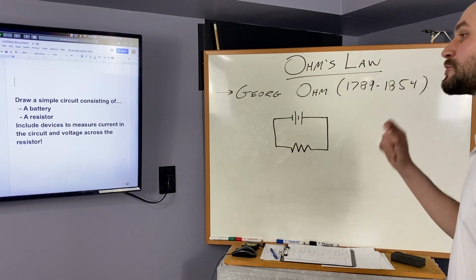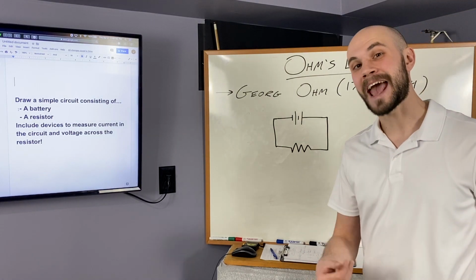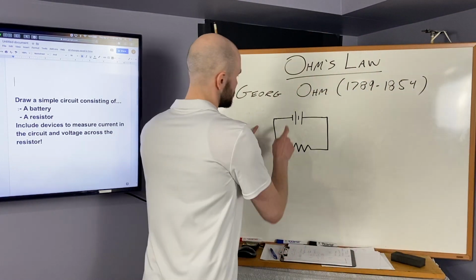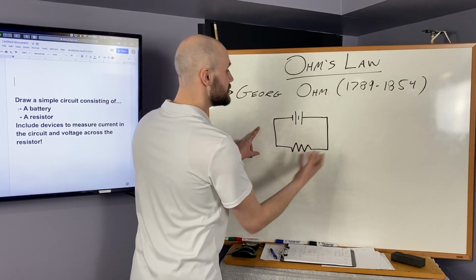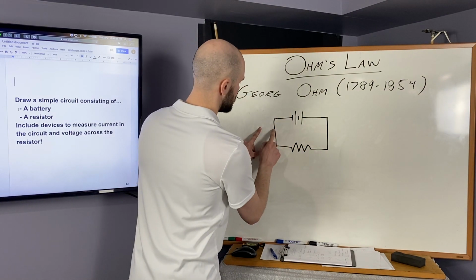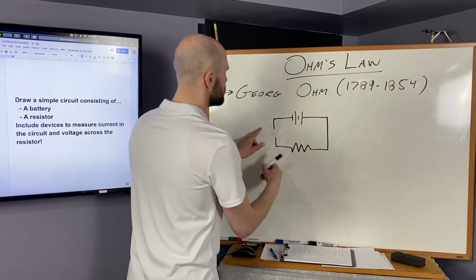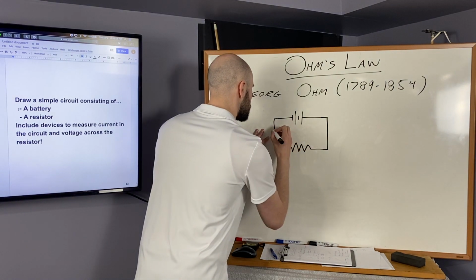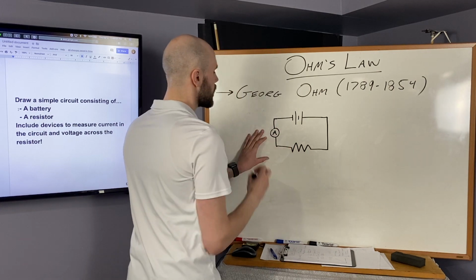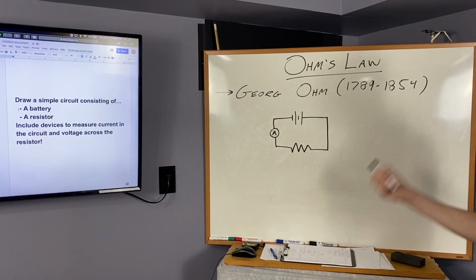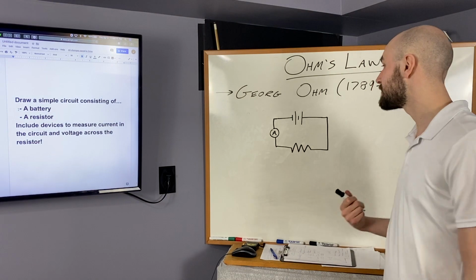The device to measure current in the circuit is what we call an ammeter. So we have our voltage source, we have our resistor. This circuit will work. But if I want to know how much current is flowing in the circuit, I need to make sure I put an ammeter in series. Remember what current is. It's just checking how much charge is passing that point every second.